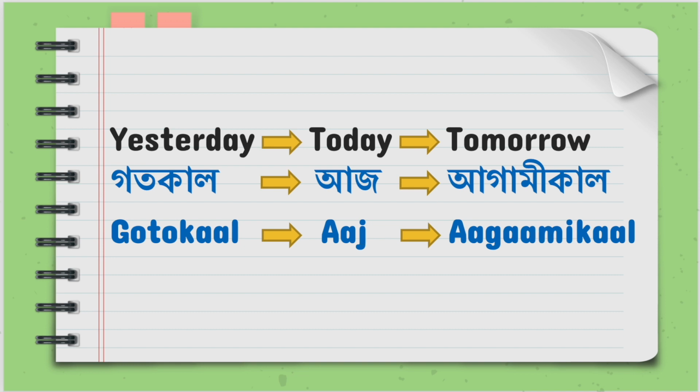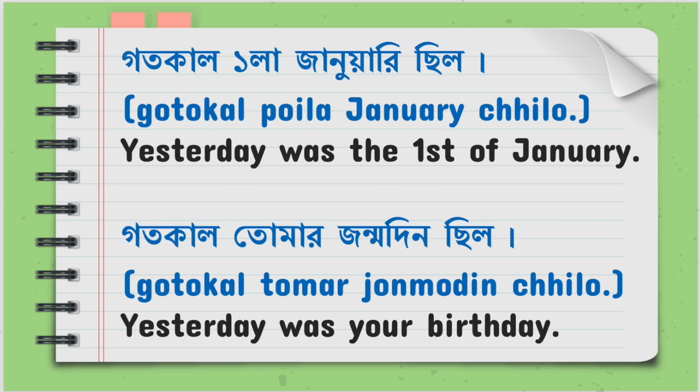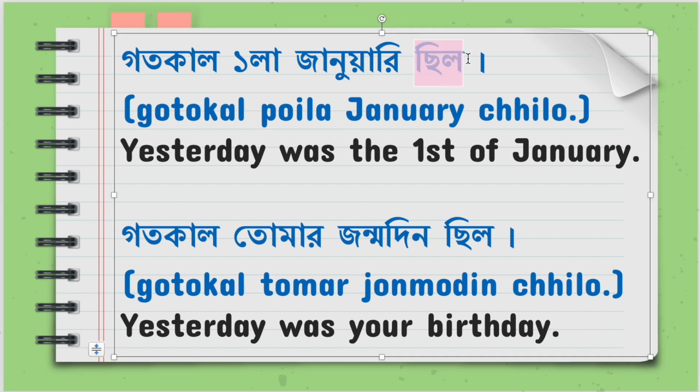Okay, now we will put these words in sentences. For example, yesterday was the 1st of January. How do I say that in Bangla? Gotokal পয়লা January chilo. So gotokal is yesterday and পয়লা January the 1st of January. And this chilo, this is was. We usually do not use this auxiliary verb that much, but here, as we are very particular and specifically we are talking about the past, so we need to use this.